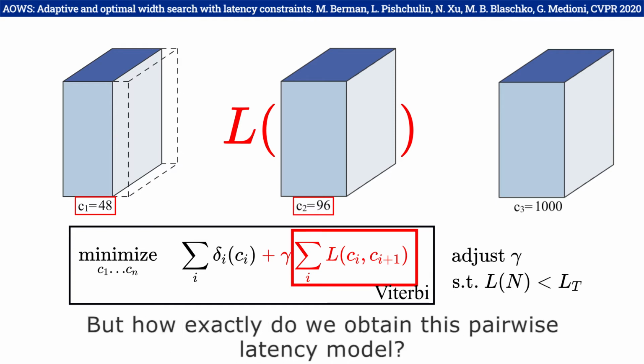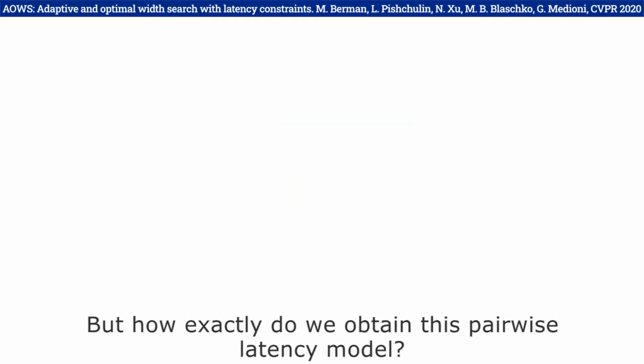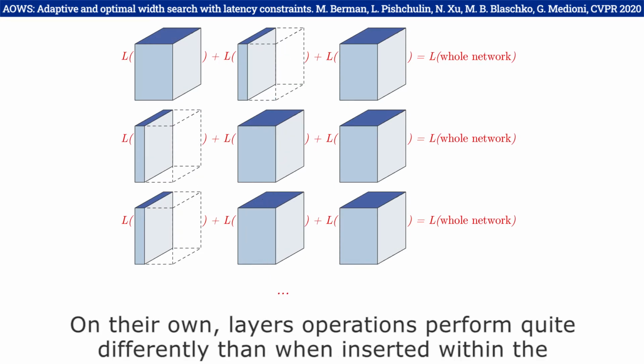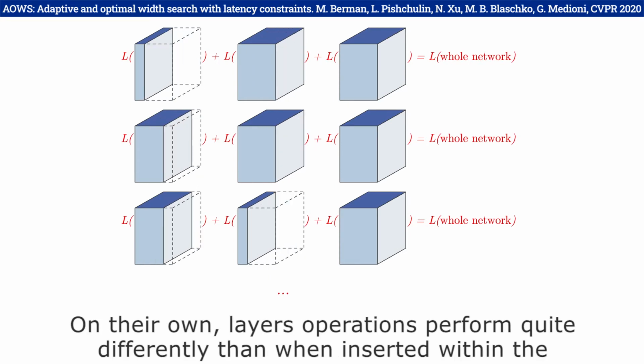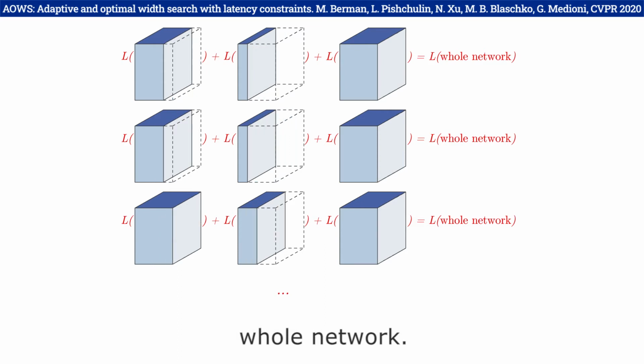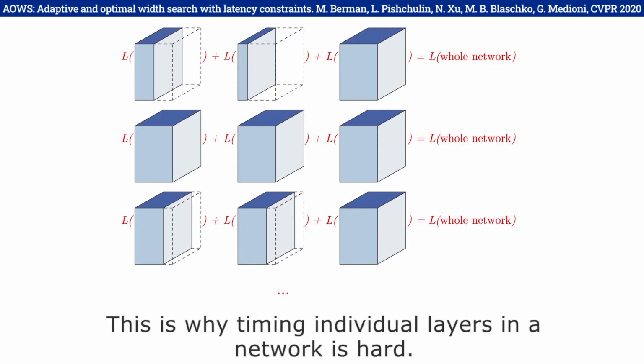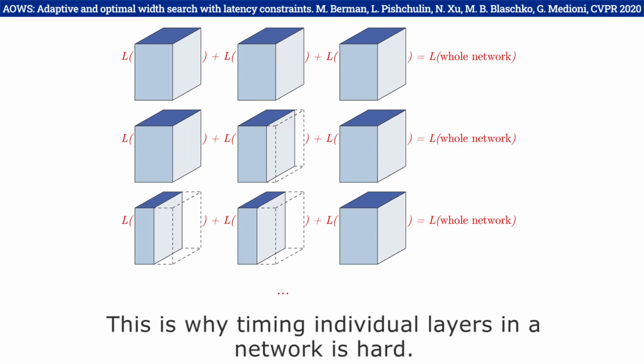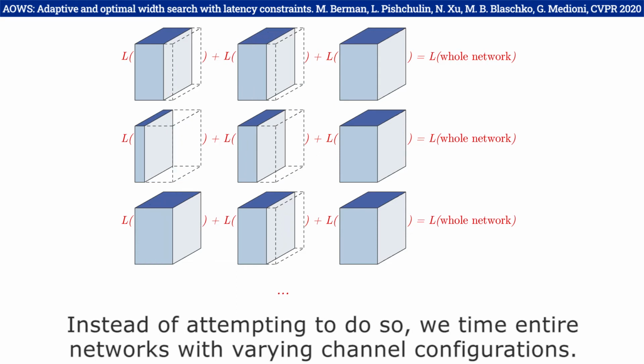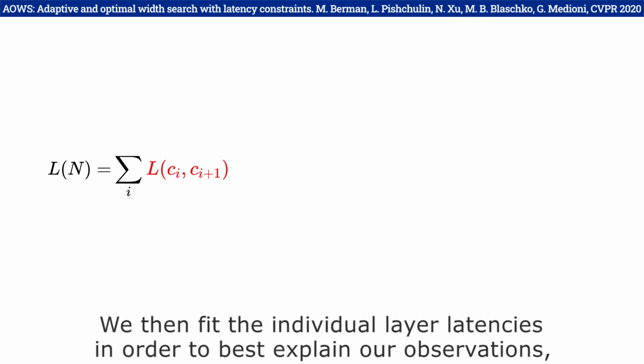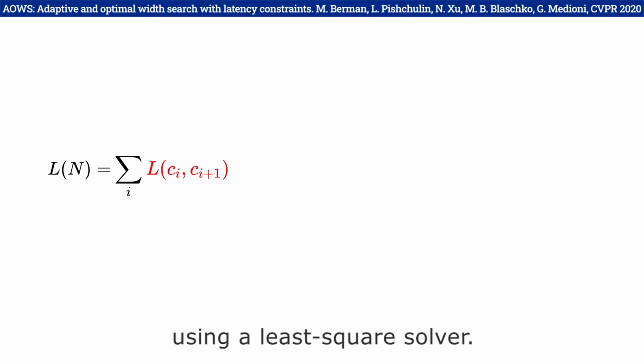But how exactly do we obtain this pairwise latency model? On their own, layer operations perform quite differently than when inserted within the whole network. This is why timing individual layers in a network is hard. Instead of attempting to do so, we time entire networks with varying channel configurations. We then fit the individual layer latencies in order to best explain our observations, using a least square solver.